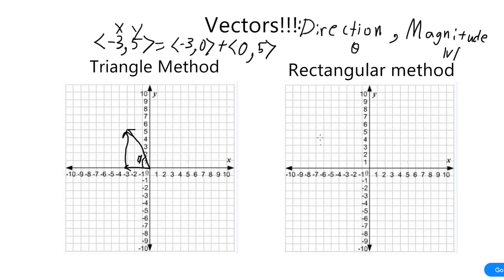But anyway, now if we try and draw the rectangular method, we're going to have the exact same thing, except I'm going to draw the components first. So we get this, and then it's going to be like this. Here, let me draw that a little bit better.